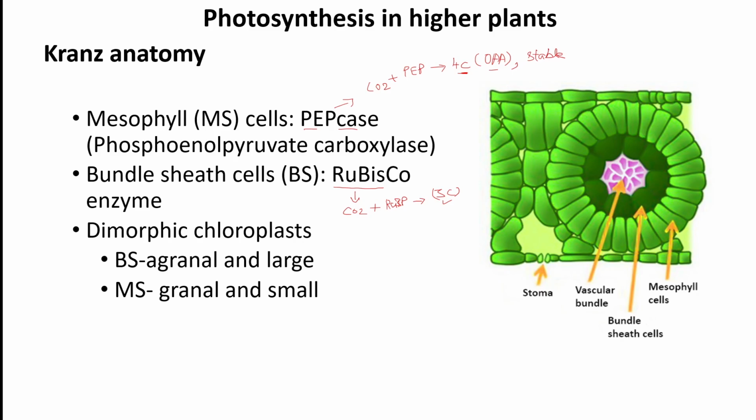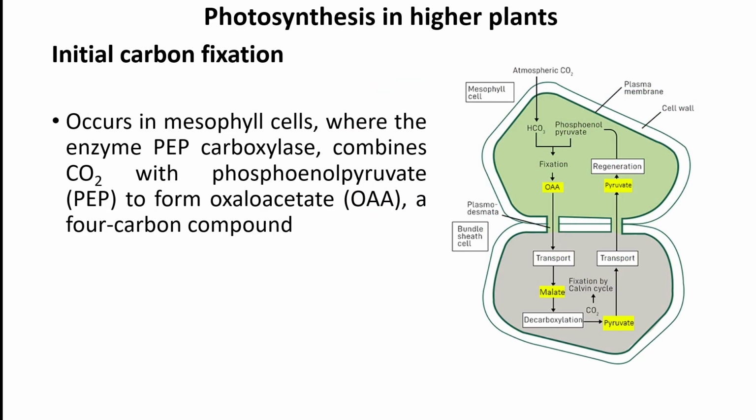One more point to remember about Kranz anatomy is that two types of chloroplasts are present, so dimorphic chloroplasts. In bundle sheath cells, agranal and large chloroplasts are present, whereas in mesophyll cells, granal and small chloroplasts are present. Now let's study the steps involved in the C4 cycle. The first step is the initial carbon dioxide fixation, or the first carbon dioxide fixation. I have already told you that carbon dioxide fixation takes place twice. This first carbon dioxide fixation takes place in the mesophyll cells. These are the mesophyll cells.